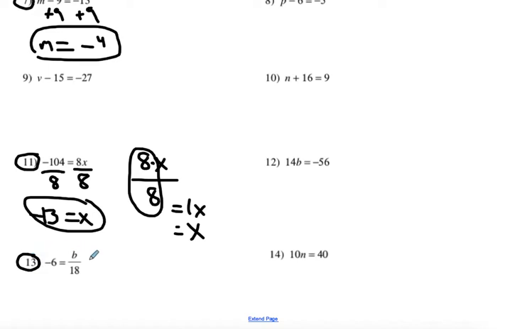Cruise on down to 13. So here our variable is b. B is a terrible variable because it looks like a 6. It gets confusing. But we're going to roll with it. So here we got negative 6 equals b divided by 18. Well, the way we undo a division by 18 is with a multiplication by 18. Now here I can't really fit it in, but we're taking that negative 6 and we're multiplying it by 18.